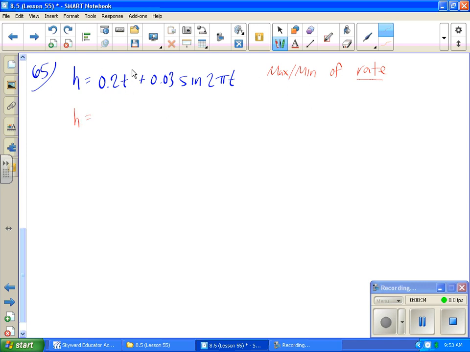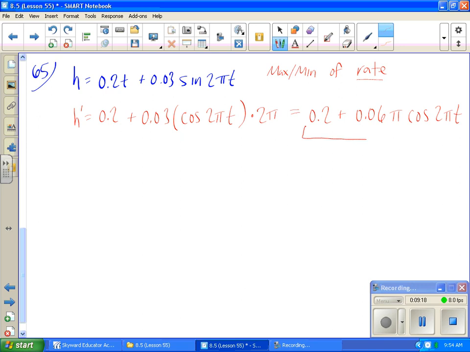So what's the derivative of 0.2t? 0.2. And back here, I'm going to pull that constant out front. What's the derivative of sine of 2 pi t? Derivative of sine is cosine. So I have cosine of 2 pi t. And then what do I have to remember to multiply by? 2 pi. So this is the function I'm trying to find the max or the min of. Okay, so I should probably have a prime there. So this is 0.2 plus, if I multiply this by 2, I get 0.06 pi cosine of 2 pi t.